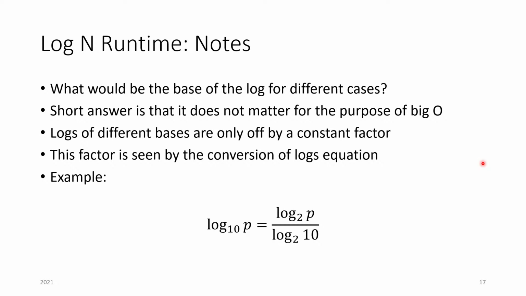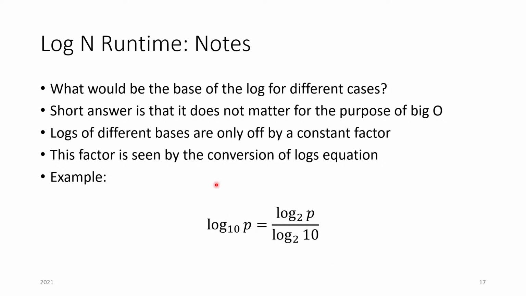But what happens if we have different cases where it's not half, if it's divided by 3, divided by 4, divided by 10, or some other thing like that? For the purpose of our big O notation, it's not important. We're just describing the behavior of the time complexity or the space complexity of our algorithm. And the different bases of the logs are only going to be off by a constant factor. And this is seen by the change of base equation that I'm giving. So if we had log 10 of p and we wanted to get into some other base, like base 2, there will be log 2 of p here divided by log 2 of this base 10 that we just know about here.